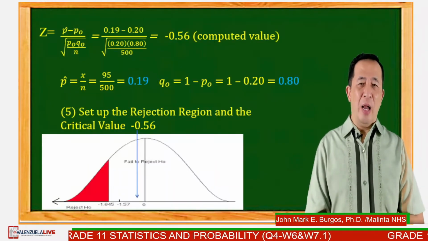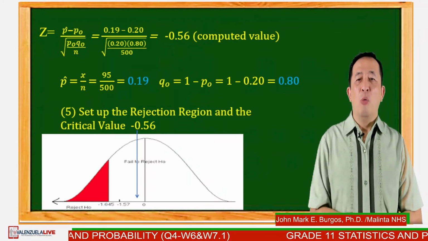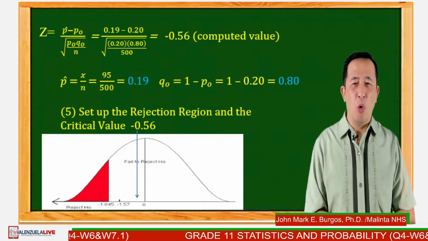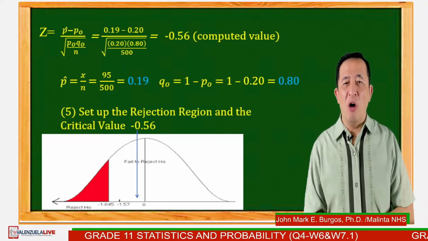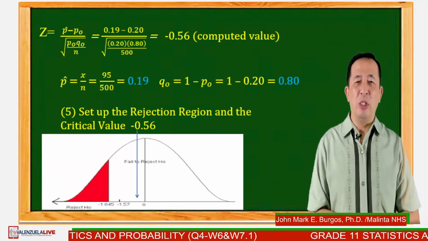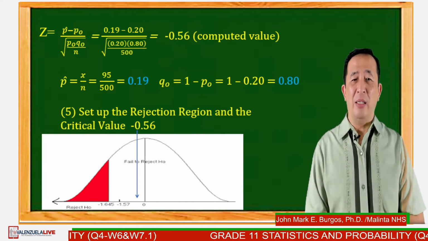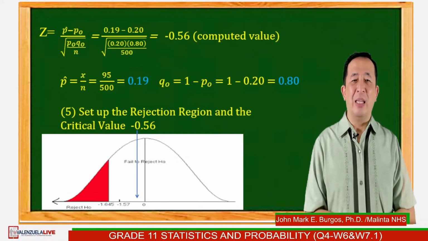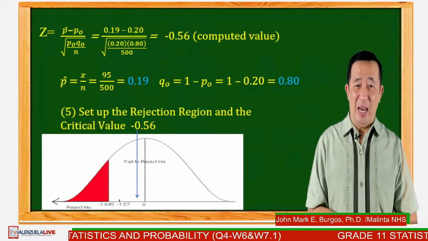Now, to compute the value, we substitute the values in the formula. We have z equal to p-hat minus p sub o over the square root of p sub o times q sub o over n, which is equal to 0.30 minus 0.20 over the square root of 0.20 times 0.80 divided by 500. So the answer will be negative 0.86, which is the computed value.